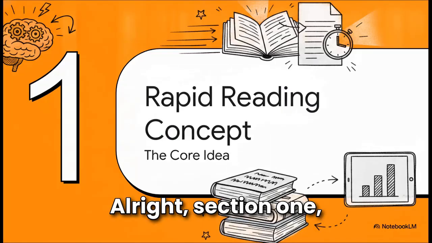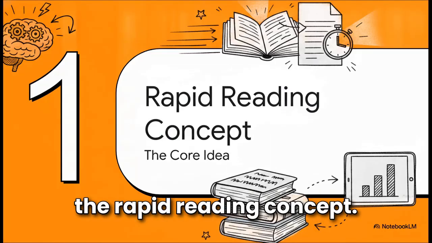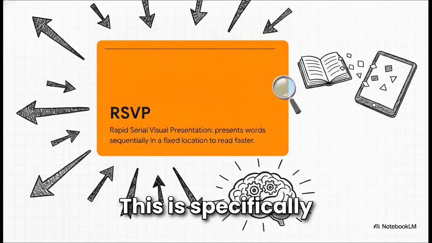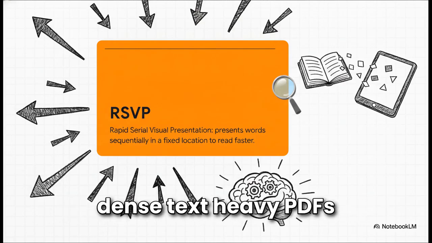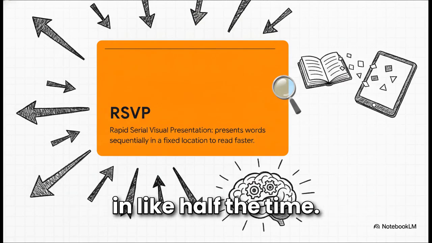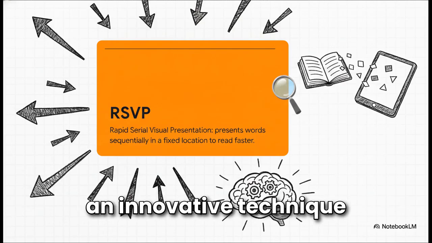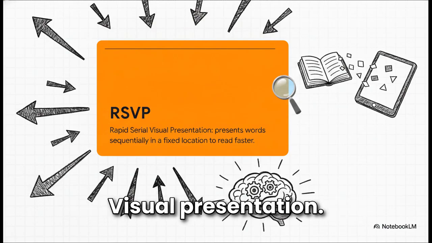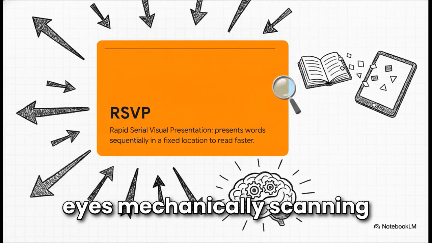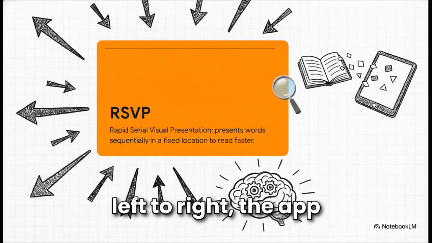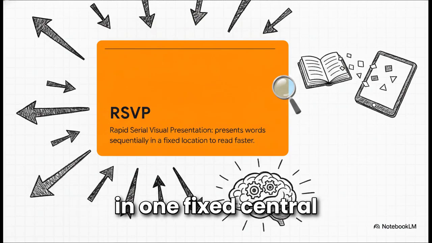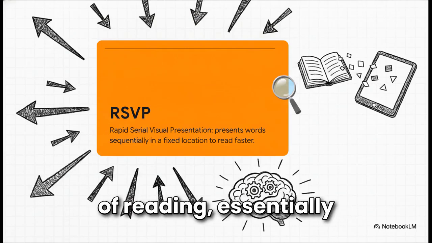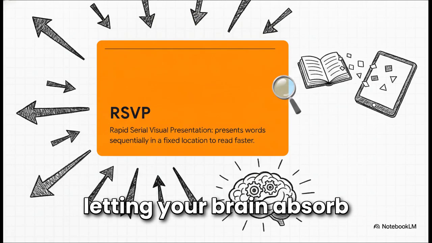All right, Section 1, the rapid reading concept. So our mission today is to build a read-faster application. This is specifically designed to help us conquer dense, text-heavy PDFs in like half the time. The secret sauce here is an innovative technique called RSVP, or Rapid Serial Visual Presentation. Basically, instead of your eyes mechanically scanning left to right, the app flashes words sequentially in one fixed, central location on your screen. It completely removes the physical limits of reading, essentially letting your brain absorb words instantly.